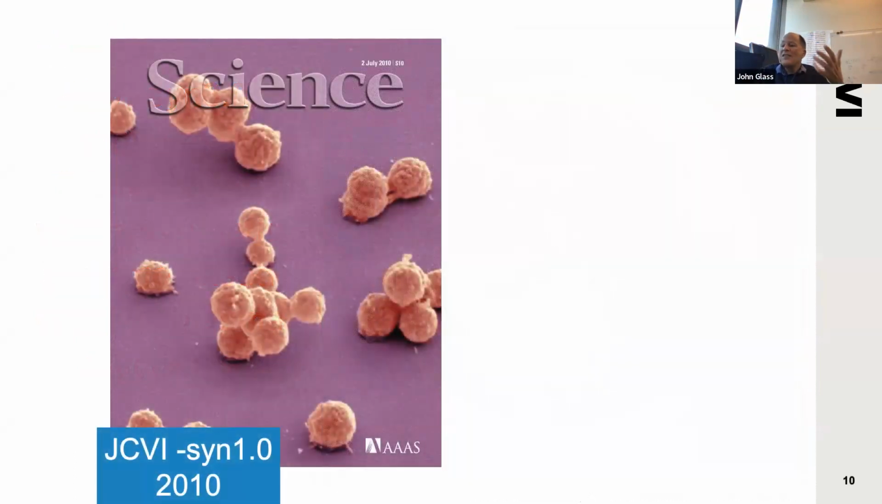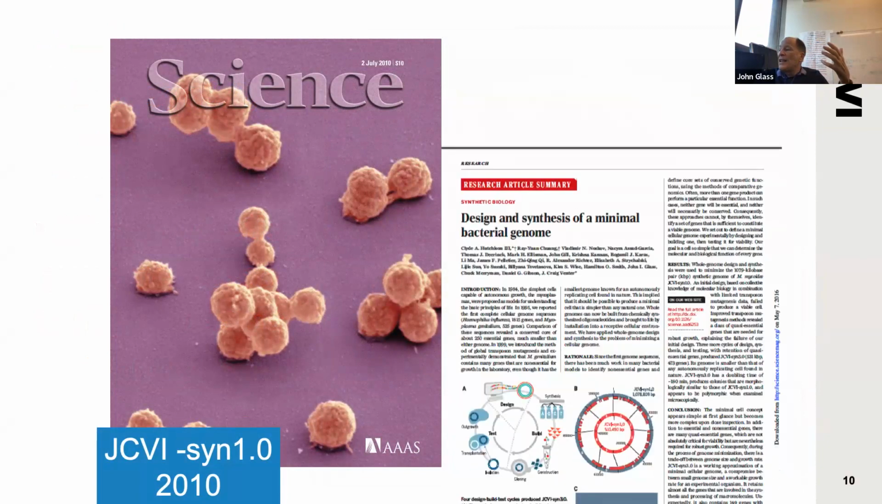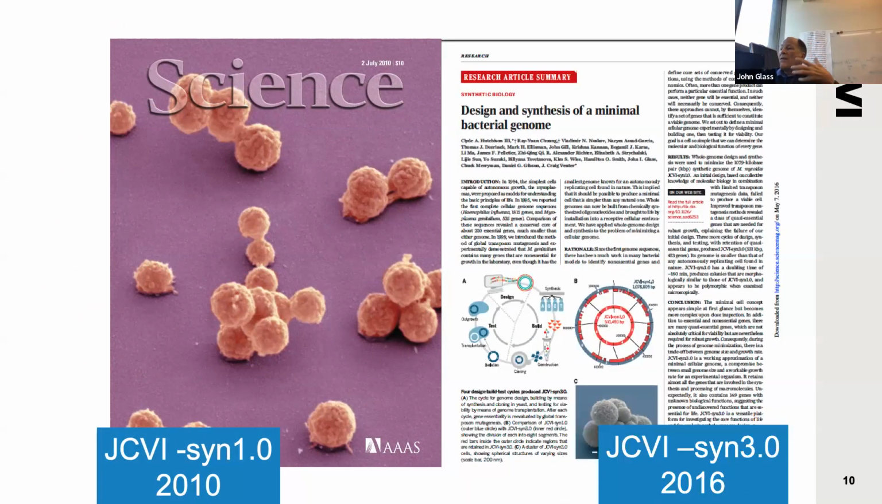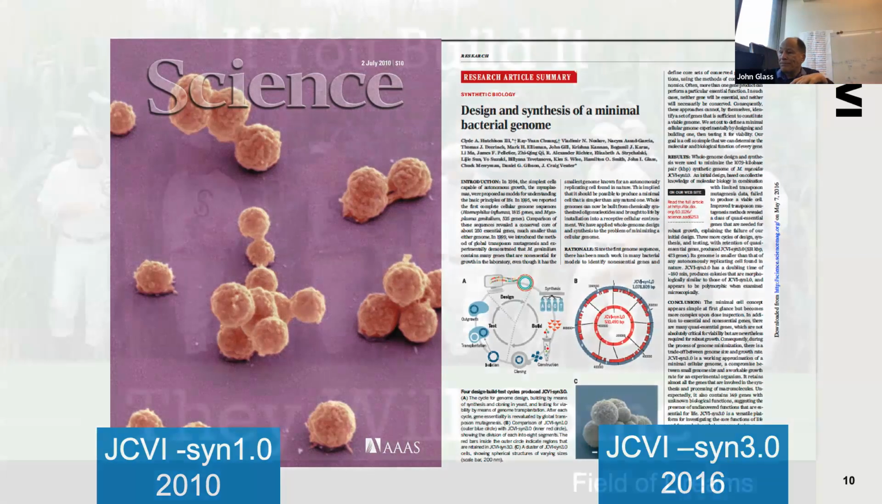And this cell, so in 2010, my team, in our efforts to build a minimal bacterial cell, and I say my team, the group of scientists that I work with, there's no real ownership. We all work for Craig Venter. We built JCVI Syn 1.0, which was the first cell that had a synthetic genome. And then in 2016, we were able to finally minimize that genome and again publish about JCVI Syn 3.0.